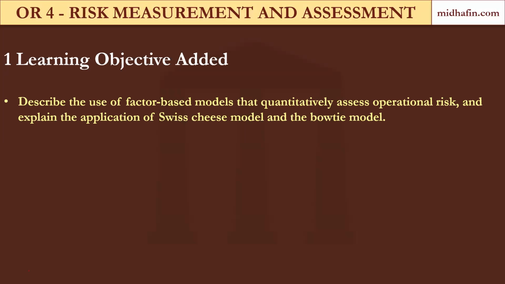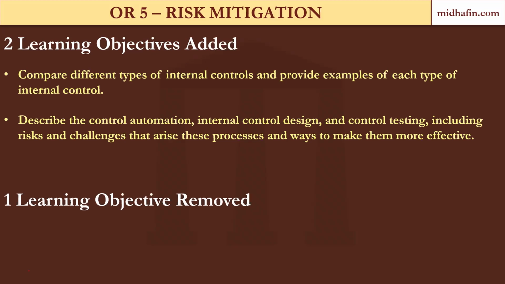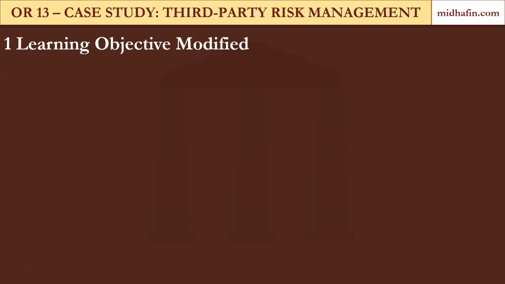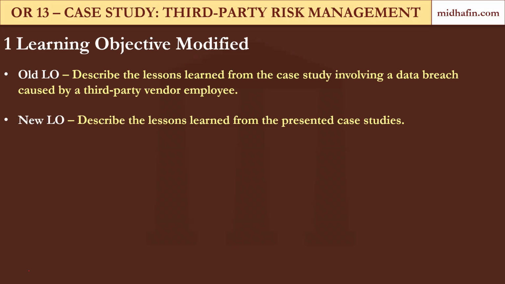In OR4, one of the learning objectives has been added, which is based on factor-based models and Swiss cheese. And in OR5, two learning objectives have been added, different types of controls and control automation. One learning objective has been removed, but content is same. OR13, one learning objective has been modified. This is the old LO, and this is the new LO. So lessons learned from case study. There was a very specific case study in the old LO. In the new LO, it is a more general learning objective, just lessons learned from presented case studies.